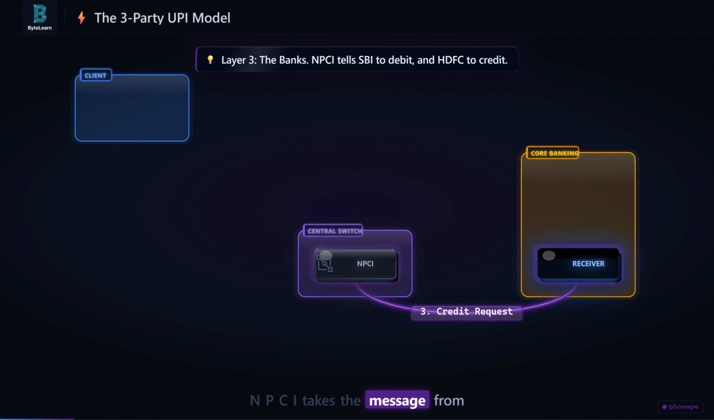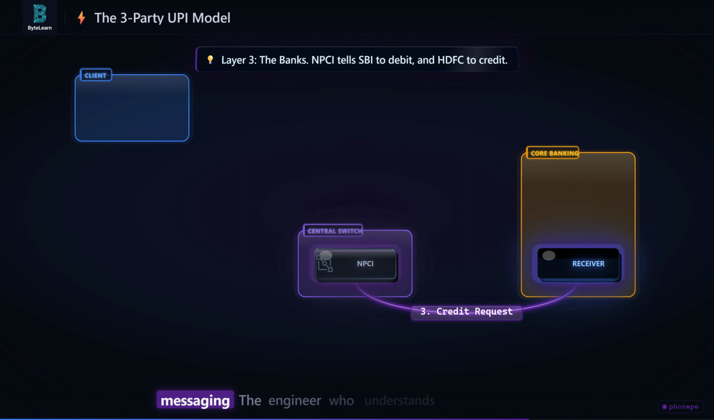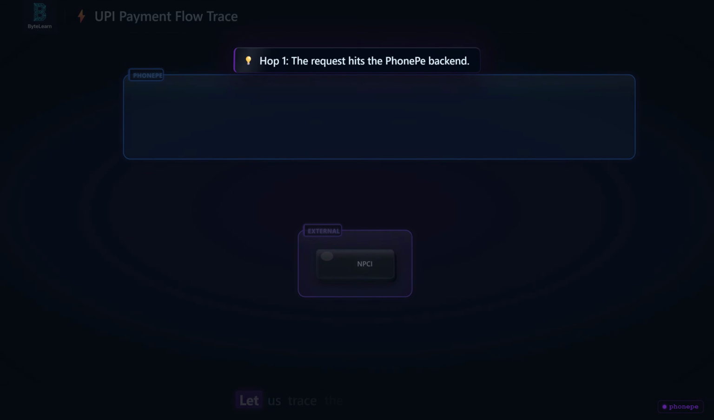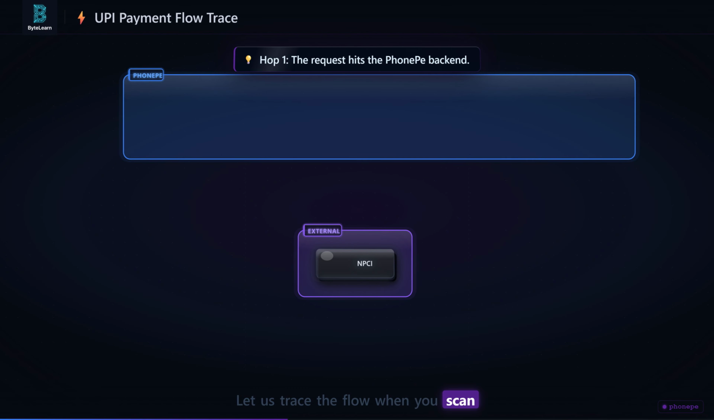NPCI takes the message from PhonePe, translates it, and tells the sender's bank, say SBI, to debit the account. It then tells the receiver's bank, say HDFC, to credit the account. The banks hold the actual ledger. PhonePe orchestrates the messaging. The engineer who understands this separation of concerns is the one who designs the retry logic correctly. Let us trace the flow when you scan a QR code.